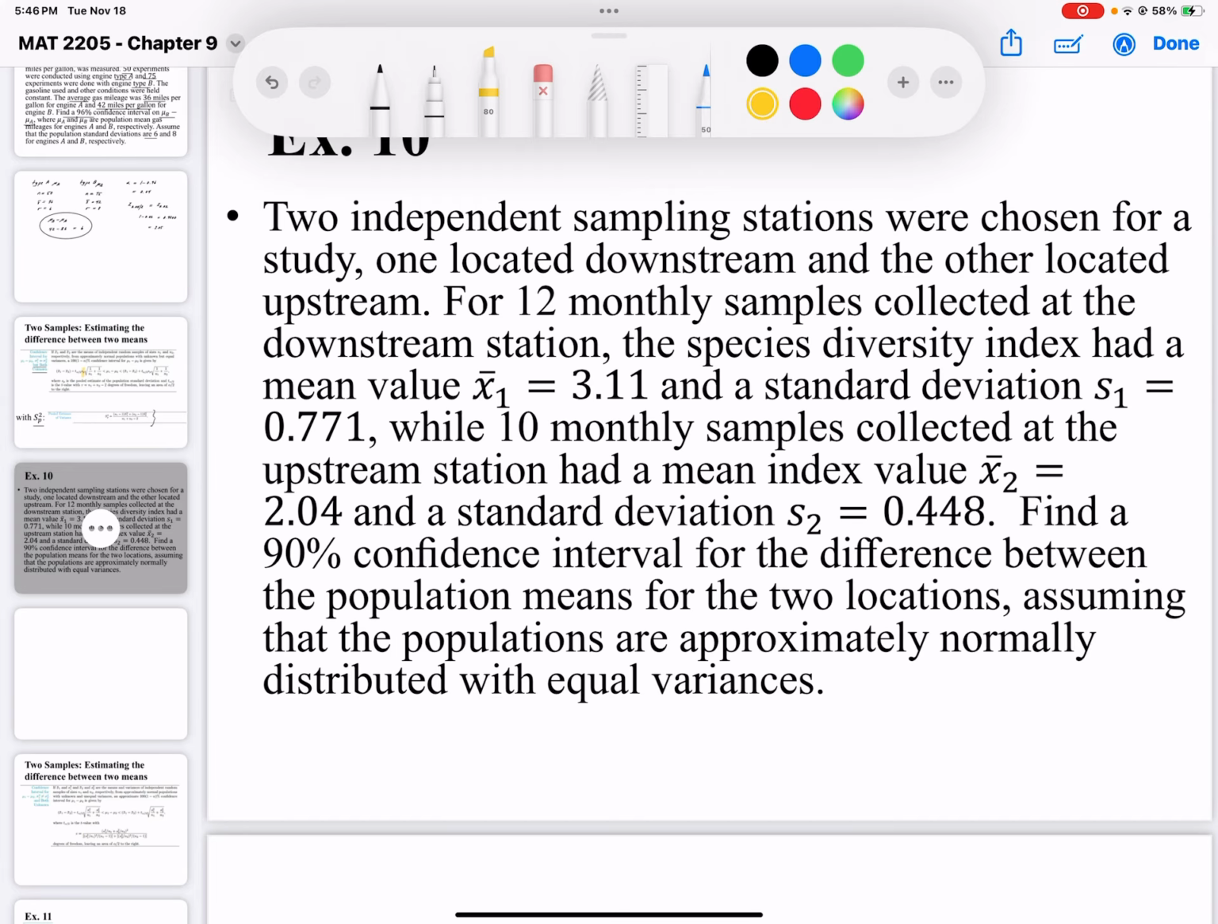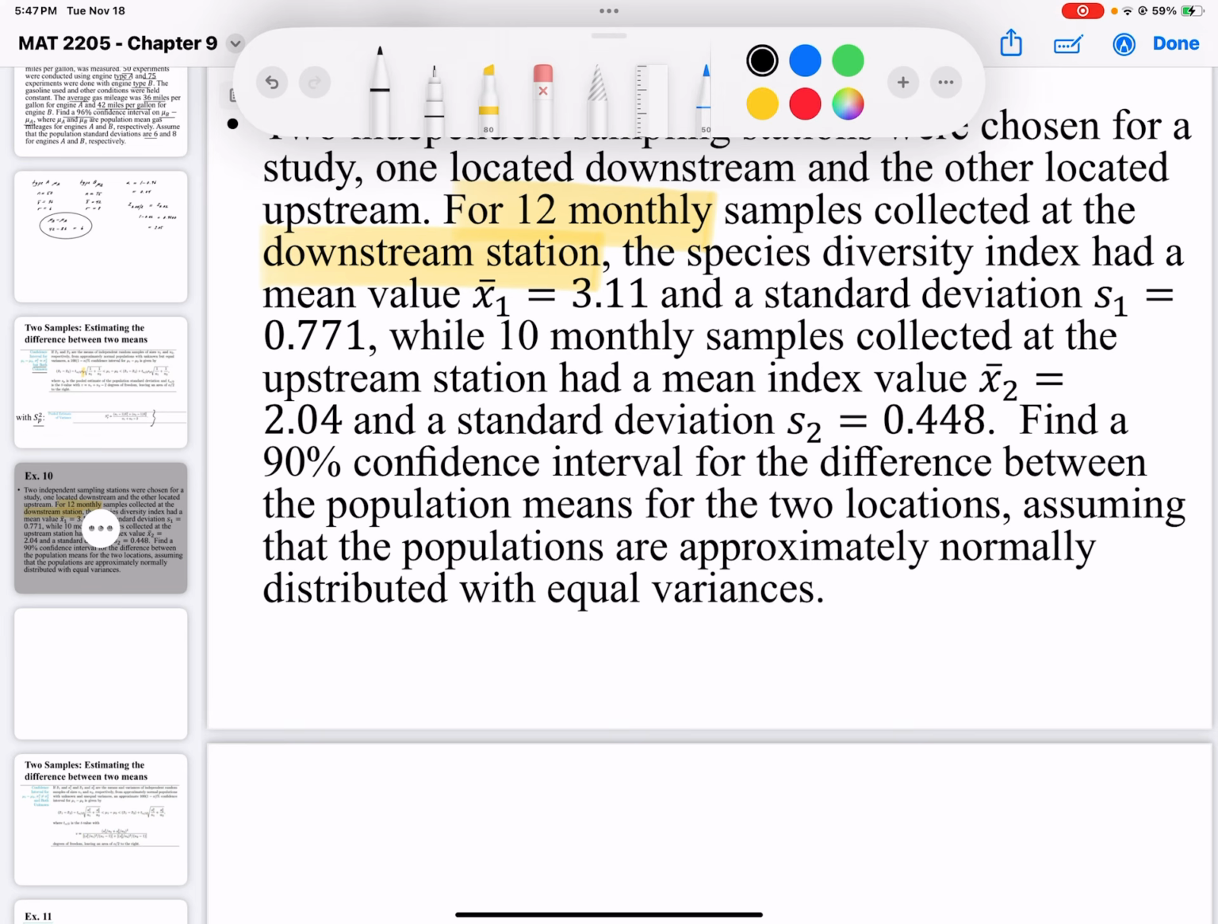So here we have lots of different things. But no matter how lengthy the problem is, we're looking for some very specific things. So what are we looking for? Well, it says here 2 independent sampling stations were chosen for a study, one located downstream, the other located upstream, for 12 monthly samples collected at the downstream station. I'm just going to put downstream, N is 12. We had a mean value of 3.11 and standard deviation of 0.771.